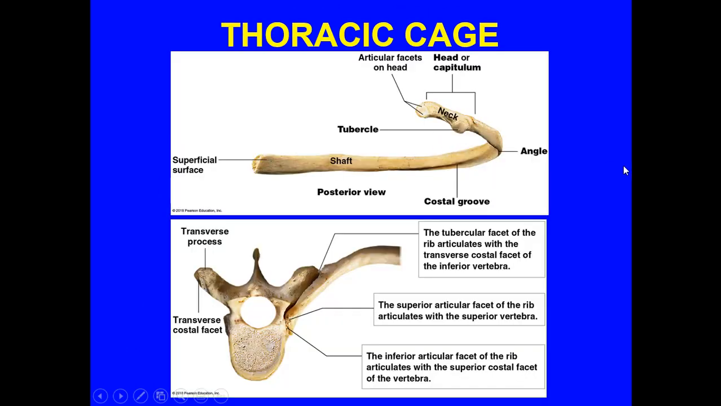You can see this here. Okay, so you have the head, the neck, the tubercle. You have the angle here, and you have the costal groove right here. Then you can see the attachment here to the vertebrae. The tubercular facet of the rib articulates, comes in contact with the transverse costal facet of the inferior vertebra. Okay? And here you have basically the head having contact with the superior articular facet.